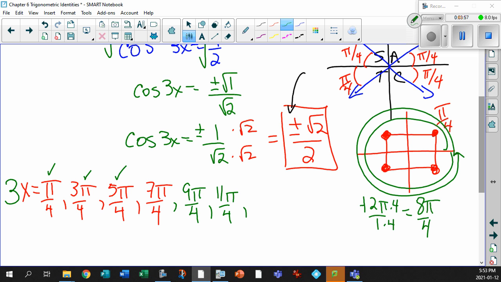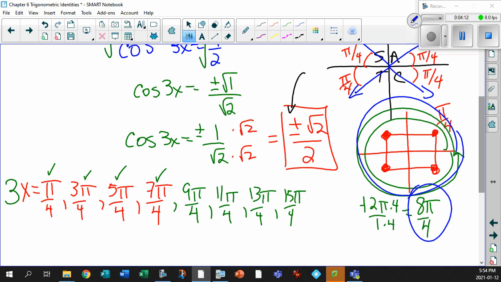Again, another 8 pi over 4. This is 13 pi over 4. And then finally, the last one is going to give you 15 pi over 4. But remember, that's only been for 2 rotations. You have a third rotation, which means you've got to add this again.